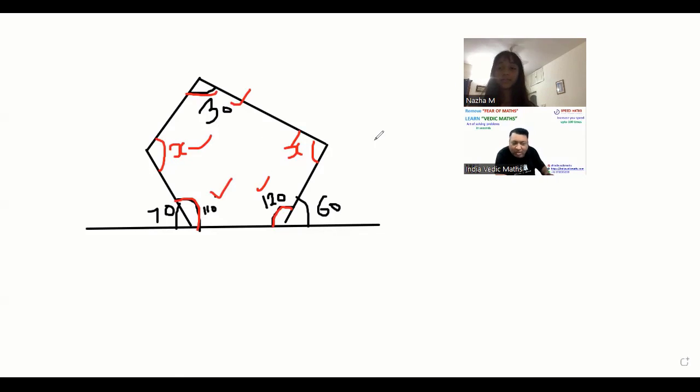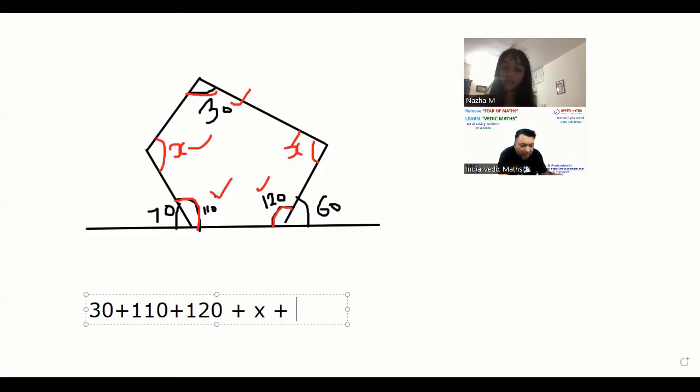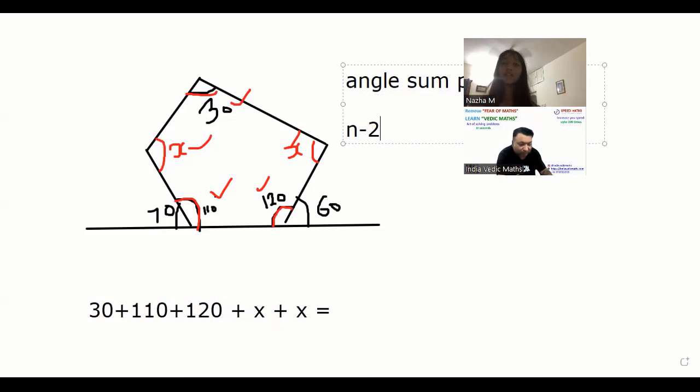What should be the sum of all these? We found out, right? In a pentagon, n minus 2. What should the sum of these 5 be? 30 plus 110 plus 120 plus x plus x. And how much should it be? What we found yesterday, how much is the total in a pentagon? Remember the n minus 2 into 180 rule. Yesterday I told you the angle sum property. What is the angle sum property? n minus 2 into 180.